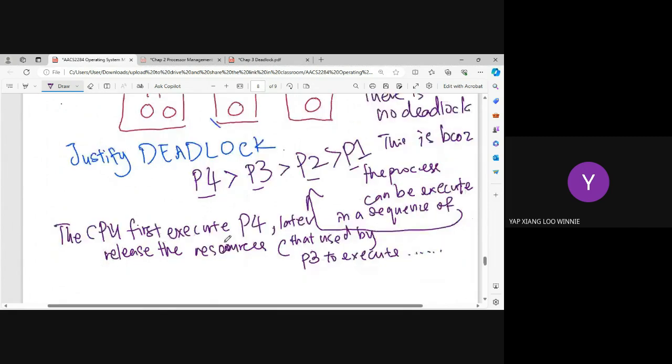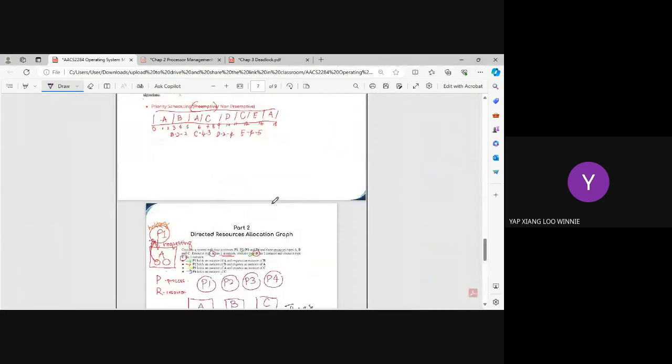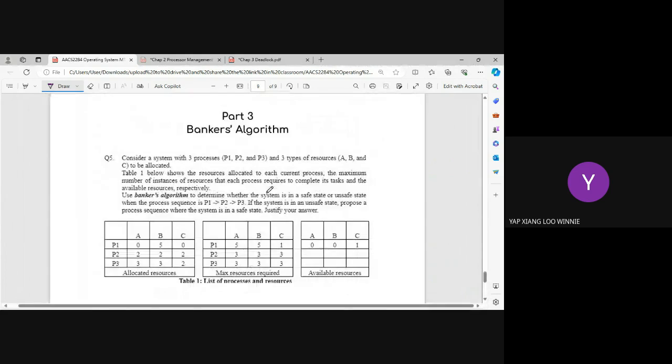So with that being said, if you can master this one, I think you can sleep well already. The next one, banker's algorithm. Let me pause the video as well, and then I continue later.